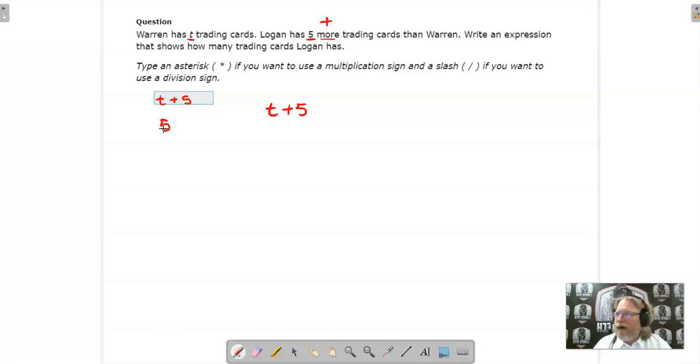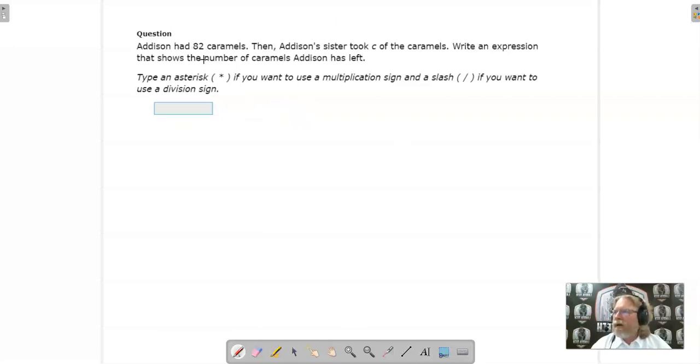Now, if you put 5 plus T, IXL is still going to give you a correct answer because T plus 5, 5 plus T, same thing because of, that's right, the commutative property. Order doesn't matter with addition. So, there we go. So let's look at our next problem here.